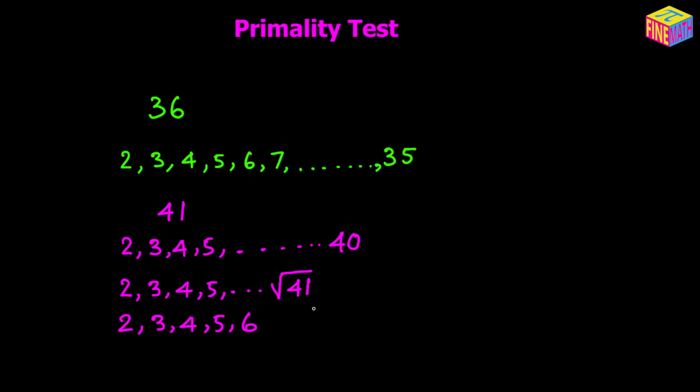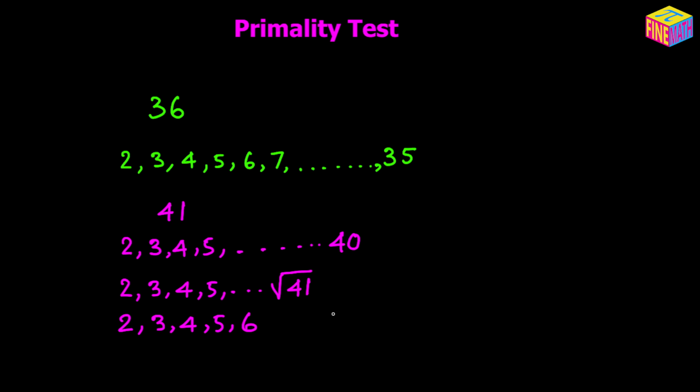We can declare that yes, this is a prime number because we have checked from 2 up to the square root of this number. For each of these integers, we have done the division, we have checked, and none of them seem to divide this number 41. That means 41 must be a prime number. It cannot be a composite number.